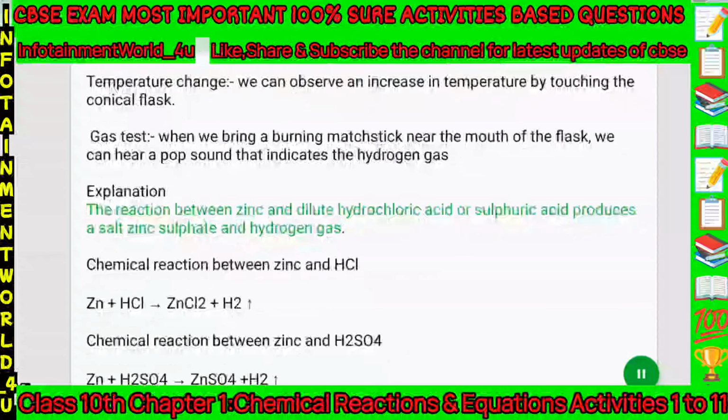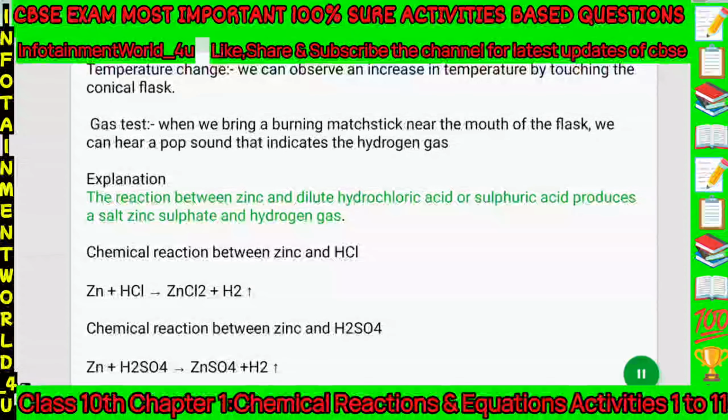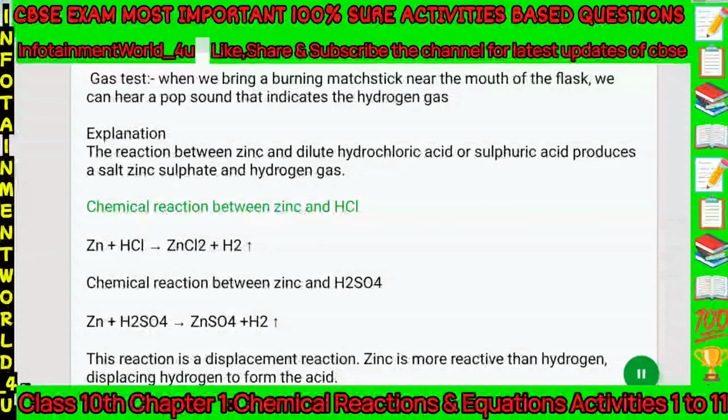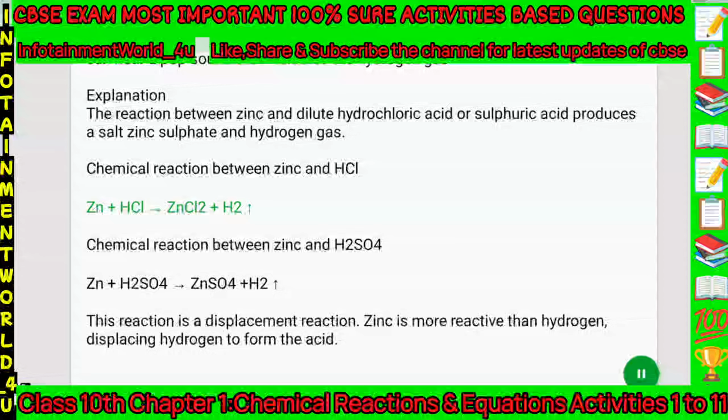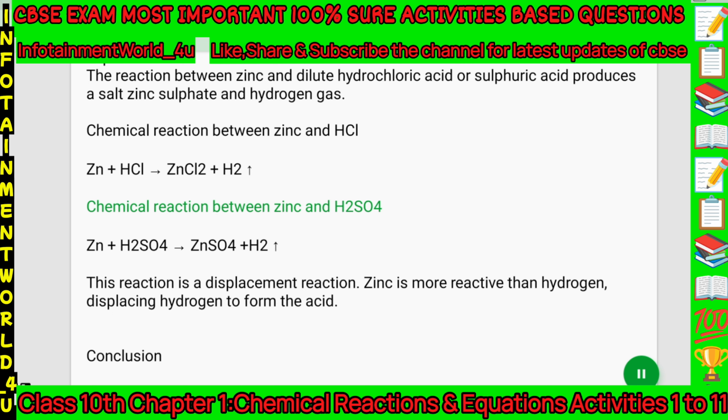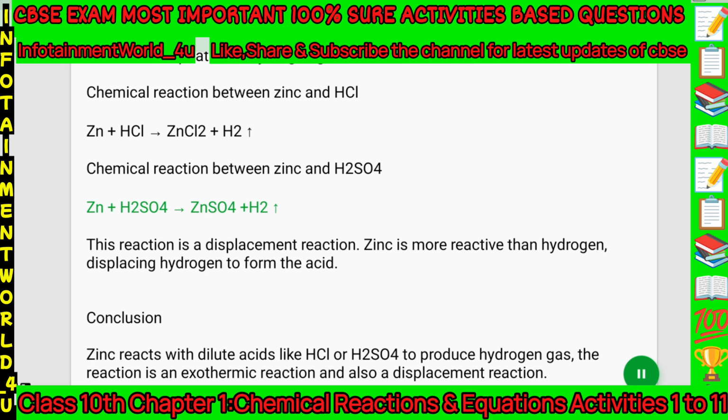Explanation. The reaction between zinc and dilute hydrochloric acid or sulfuric acid produces a salt, zinc sulfate, and hydrogen gas. Chemical reaction between zinc and HCl: Zn plus 2HCl gives ZnCl2 plus H2 gas. Chemical reaction between zinc and H2SO4: Zn plus H2SO4 gives ZnSO4 plus H2 gas.